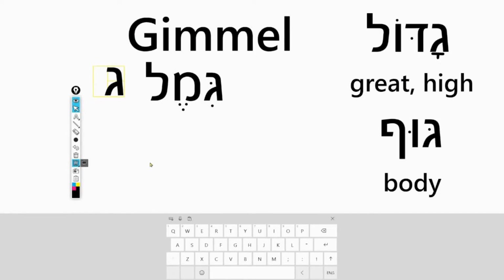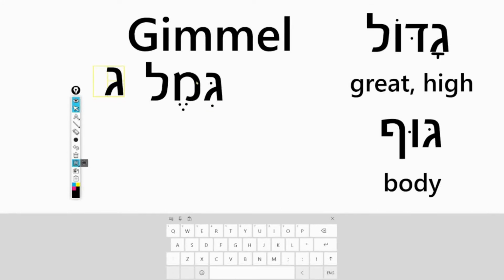Okay. The next letter is Gimel. And Gimel is spelled Gimel, Mem, Lamed. And you can see in the pronunciation, we have a new pronunciation dot here, and that is the Hirik, H-I-R-I-K. And the Hirik makes the I sound when it's by itself, as in fish.